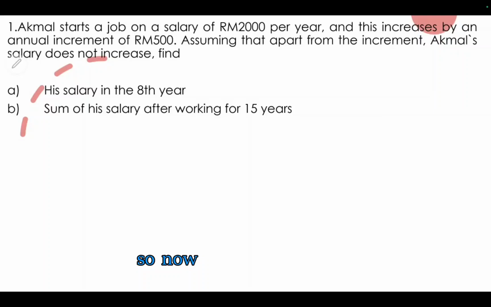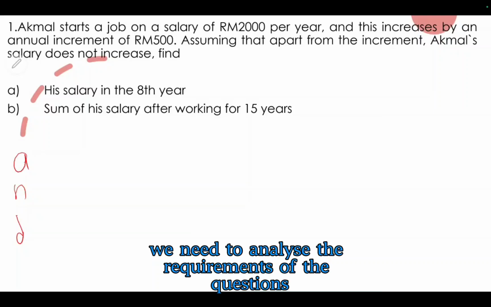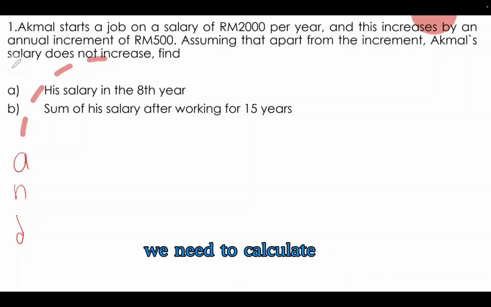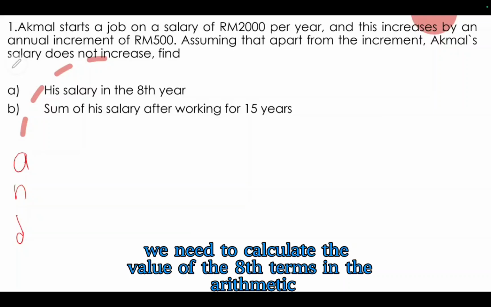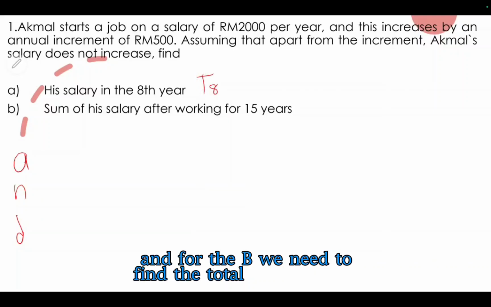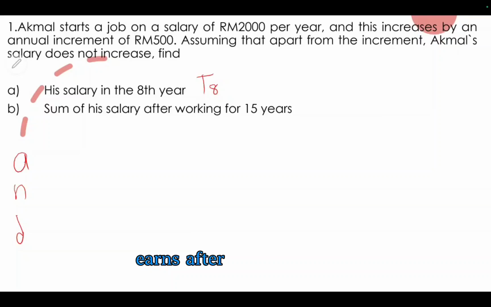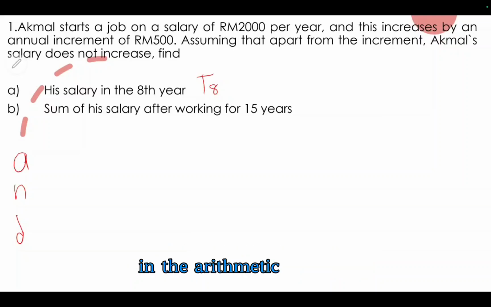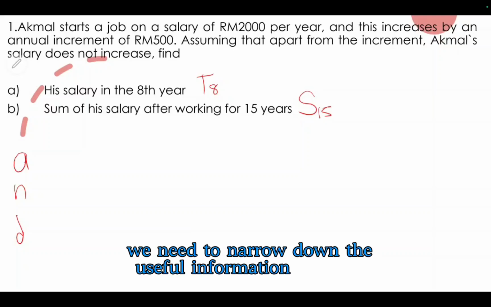So now, we need to follow the steps AND. So first thing first, we need to analyze. We need to analyze the requirements of the questions. So for A, we need to find Amal's salary in the 8th year. So this means we need to calculate the value of the 8th term in the arithmetic sequence, which is T8. And for B, we need to find the total salary Amal earns after working for 15 years. This means we need to calculate the sum of the first 15 terms in the arithmetic sequence, which is S15.